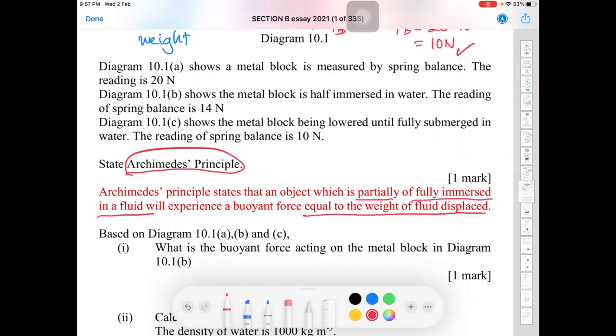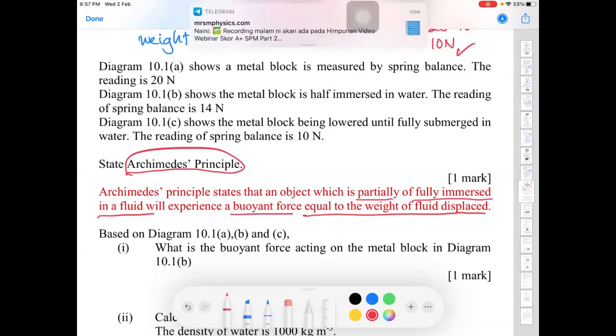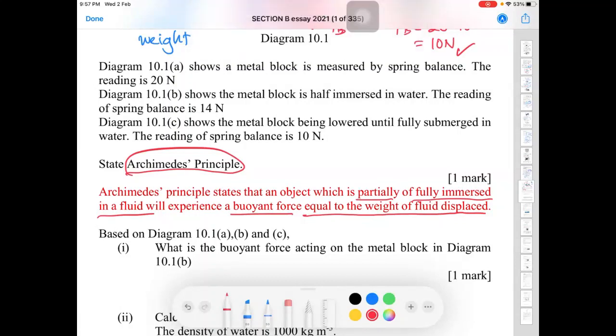Archimedes' Principle states that an object which is partially or fully immersed in a fluid will experience a buoyant force equal to the weight of fluid displaced. This, the underlined part, is the terms that we are looking for inside your answer. That is what you must have in your answer.